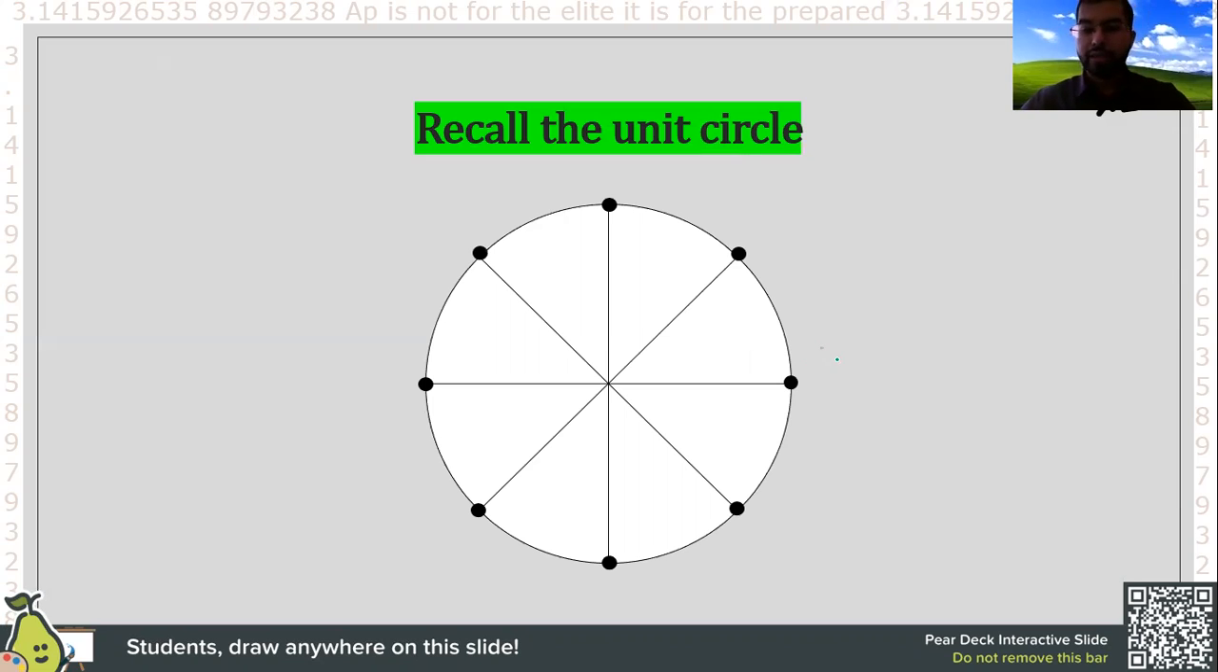And we have 1 and 0. This is for 0. This is pi over 4, right? It's exactly halfway up to 90, so we have 1 and 1. This right here is pi over 2. This is 0 and 1.